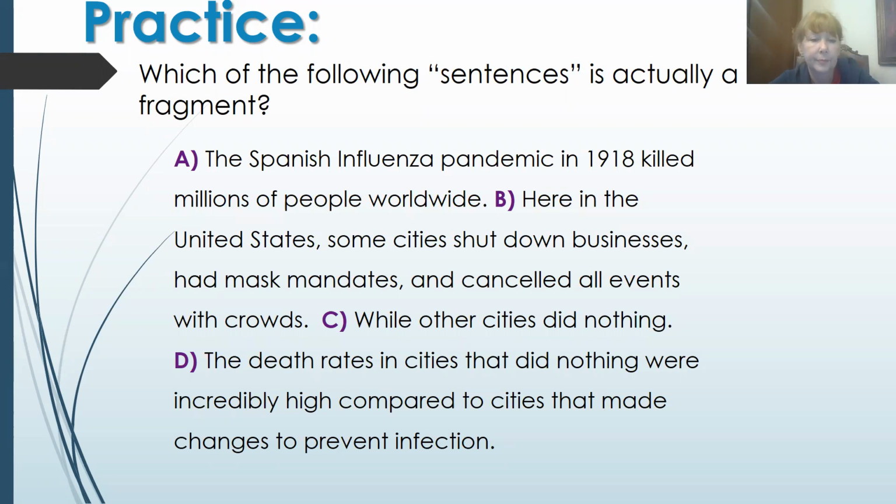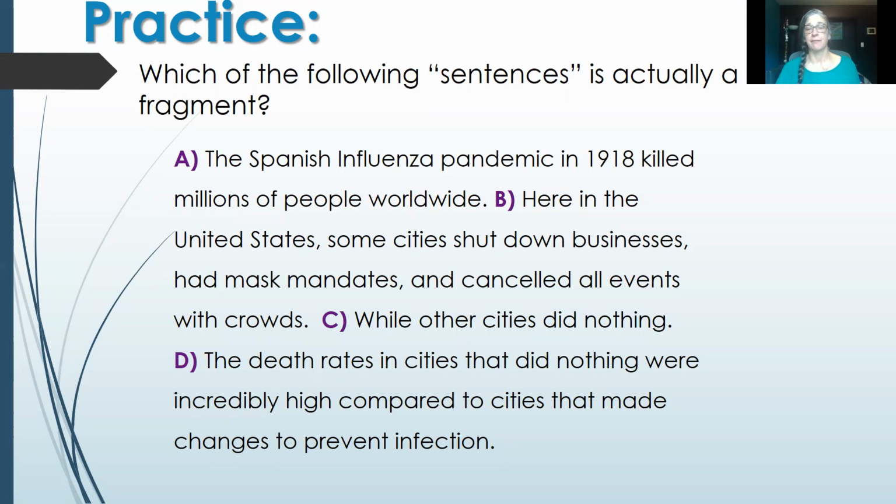C. While other cities did nothing. What kind of a fragment do you think that is, Joey? It has a relative pronoun. It has a dependent word, while. That's a subordinate conjunction. It doesn't matter necessarily that you know which one it is, but you're absolutely right. The word while makes this clause dependent.